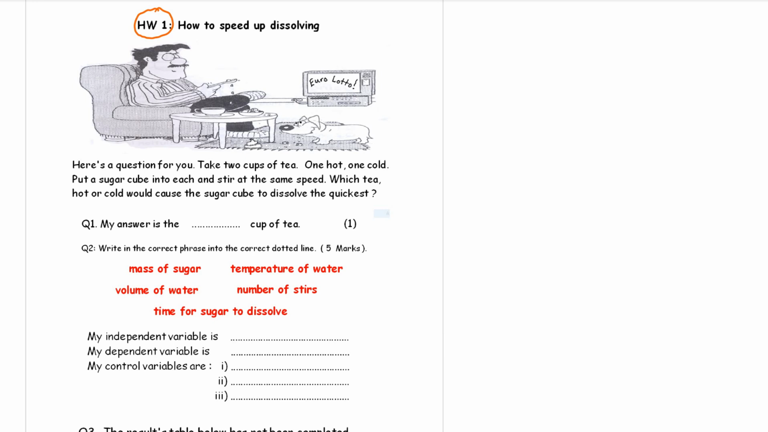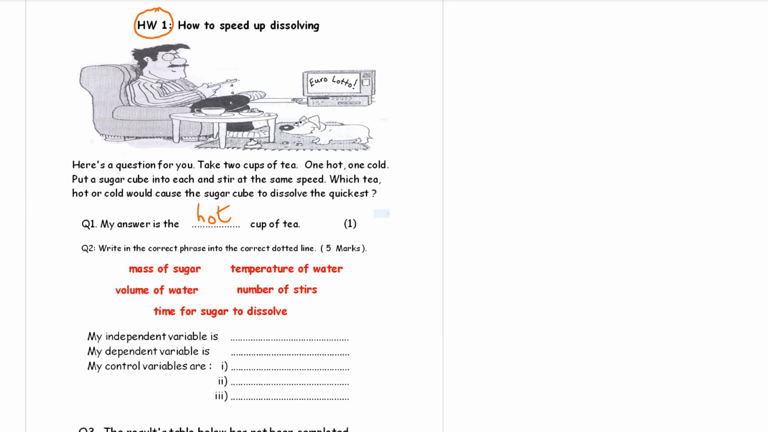So, 2 cups of tea, one is hot, one is cold. You put a sugar cube into each and stir at the same speed. Which tea, hot or cold, will cause the sugar cube to dissolve the quickest? Surely it's going to be the hot cup of tea. Now, write in the correct phrase in the dotted line.